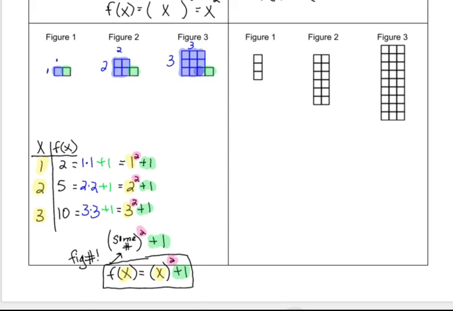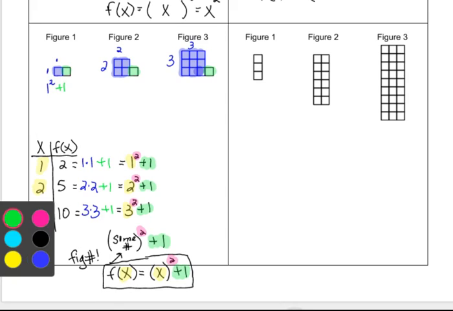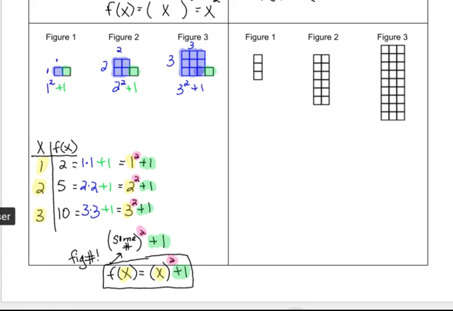If you prefer to organize it without the table, that's totally fine too. We'd have our 1 squared plus 1. Then we'd have our 2 squared plus 1. And we'd have our 3 squared plus 1. But again, we recognize, got to change the color there. Sorry about that. The plus 1 is always there, and the squared piece is always there. So we just need to figure out what that thing is that's being squared, and it happens to be the figure number.